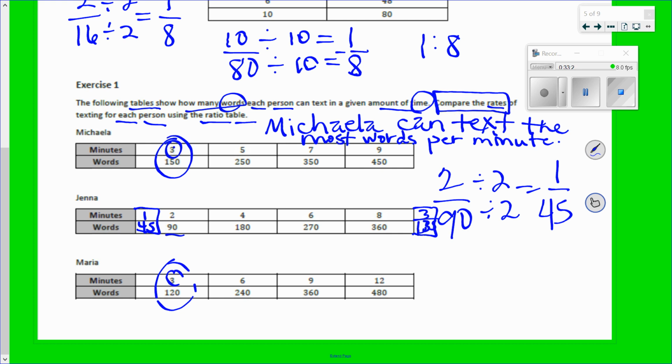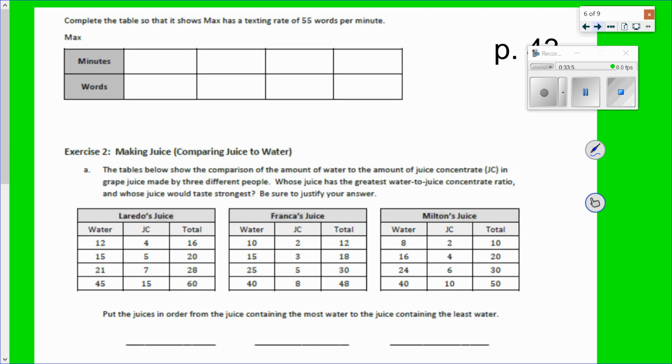This reminds me of third grade when I don't understand anything, but I do now. Did everyone understand what Olivia said? So you're saying add 45 here, and then make minute 3, so that she could just compare the 3 minutes. Good, Olivia. I love this. So many different ways to look at it. Okay, let's look at this one. Complete the table. Right here are my instructions, so that it shows Max has a texting rate of 55 words per minute.